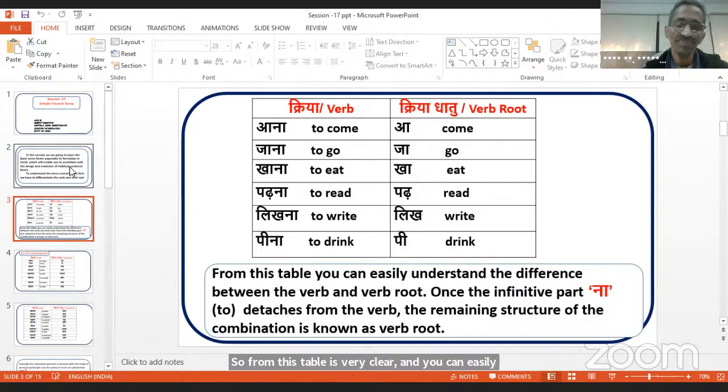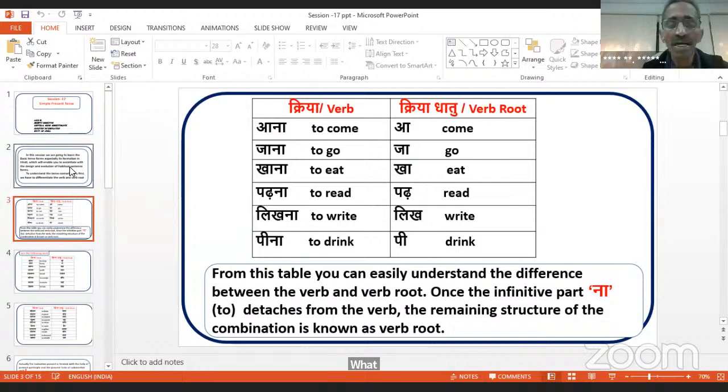So from this table, it's very clear and you can easily understand the difference between the verb and verb root. Very first I told you that the na is known as the infinitive part. Once the infinitive part of the verb detaches, the remaining part is known as the verb root.